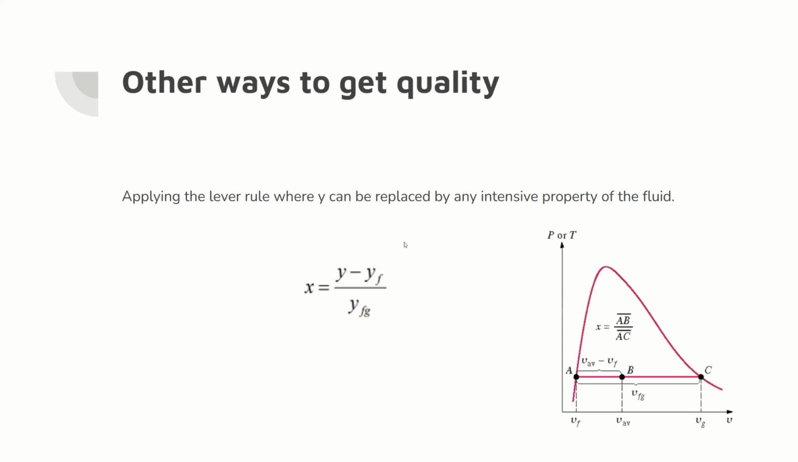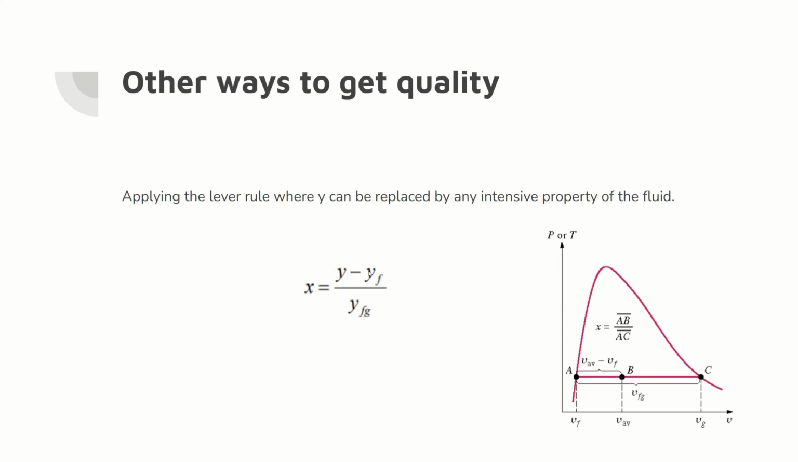Actually, I think it's in that. Yeah, if you're trying to find quality, this will be the equation that you're going to be using, where y can be replaced by any intensive property. So it could be specific volume, could be density, could be specific enthalpy, et cetera. So the y here without any subscript is whatever you have found. So let's say you have a fluid with, I don't know, 25% of saturated liquid and 75% of saturated vapor. Then you have a specific volume associated to that.